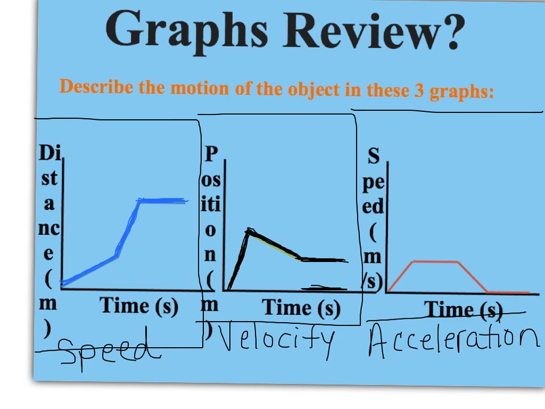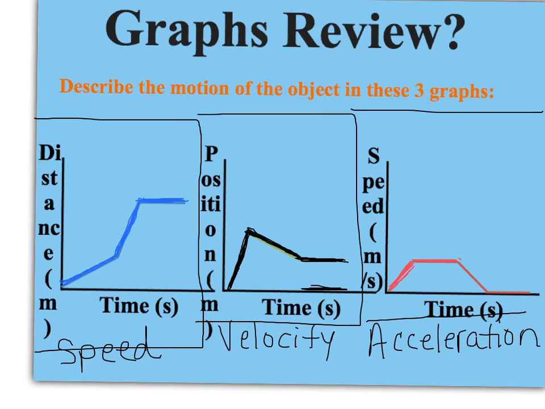In our third graph, we have an acceleration graph. So this first section of the line right here is showing that the object is speeding up. It's getting faster. And then right here, this flat part is showing me that the speed is staying the same. So I have a constant speed.